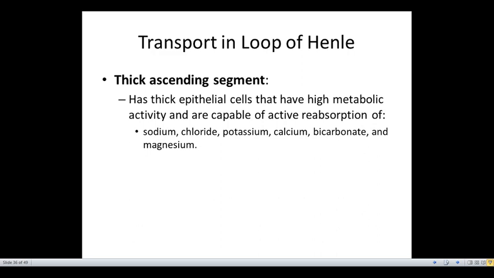Okay, now let's study the transport in the thick ascending segment of the loop of Henle. The thick ascending segment has thick epithelial cells that have high metabolic activity and are capable of active reabsorption of sodium, chloride, potassium, calcium, bicarbonate, and magnesium.